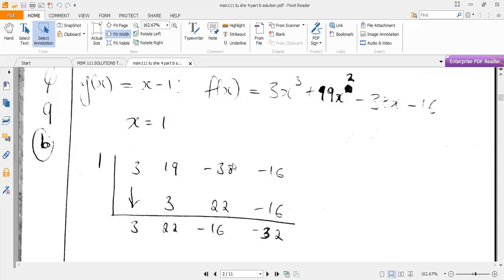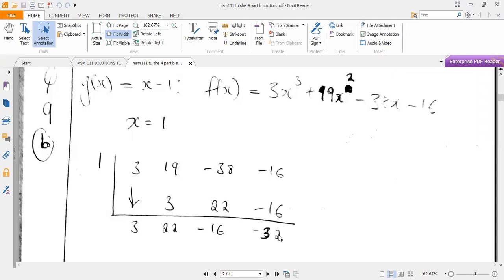Now negative 38 minus, negative 38 plus 22 is negative 16. Negative 16 times 1 is negative 16. So now when you say negative 16 minus negative 16, we're getting negative 32. So now what would be our conclusion here?